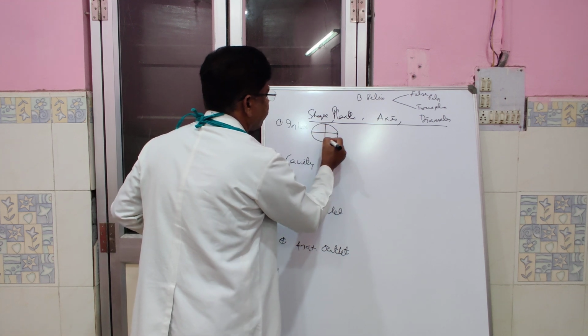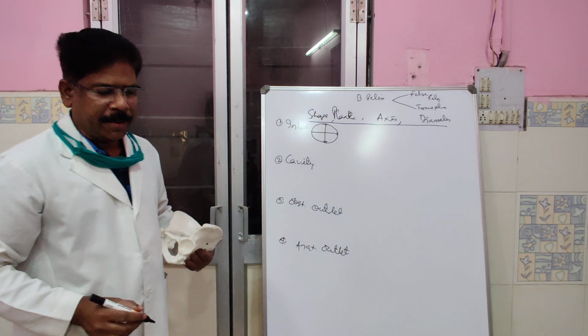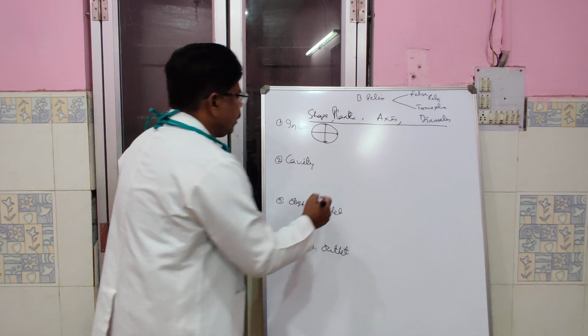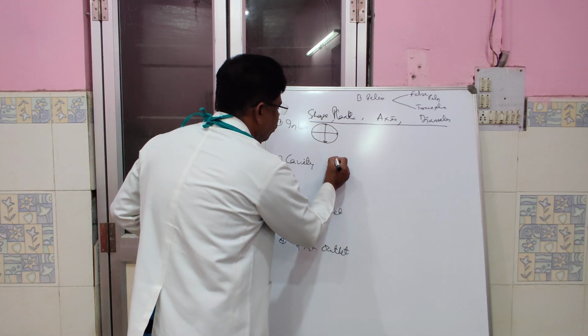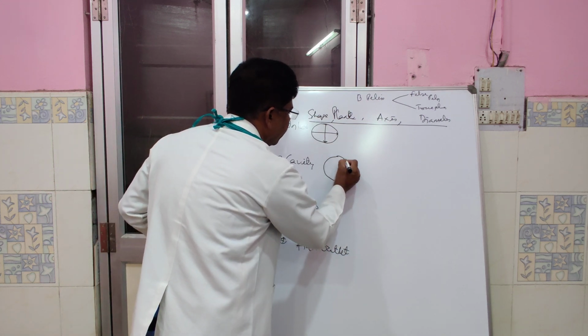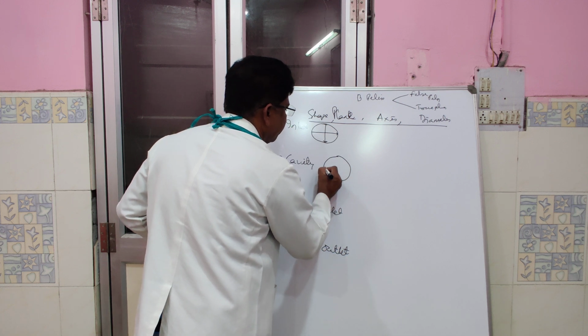What is the shape of the cavity? The shape of the cavity is round. Round means the anteroposterior diameter and the transverse diameter are the same.